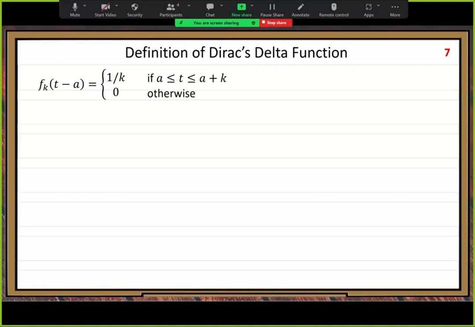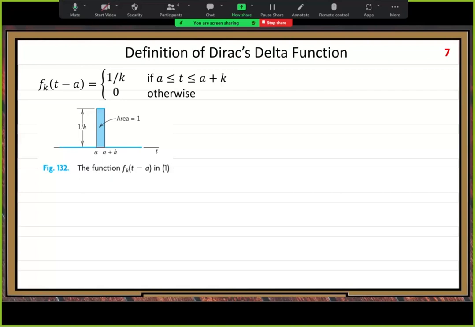We can draw its graph like this. Let me show you. This is the graph of this function. The shape is like a skinny rectangle, because later we will make k very close to 0. So you can see a very long, skinny rectangle. That's the graph of this function.